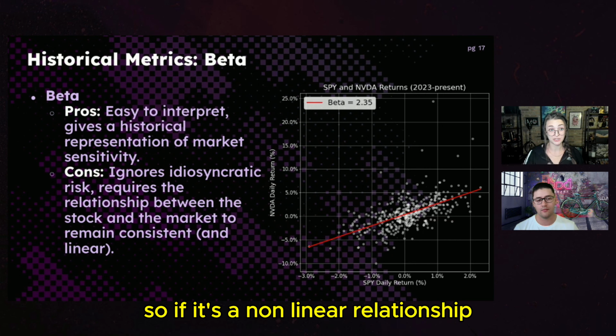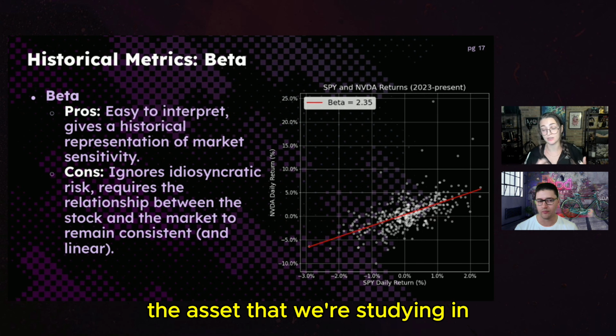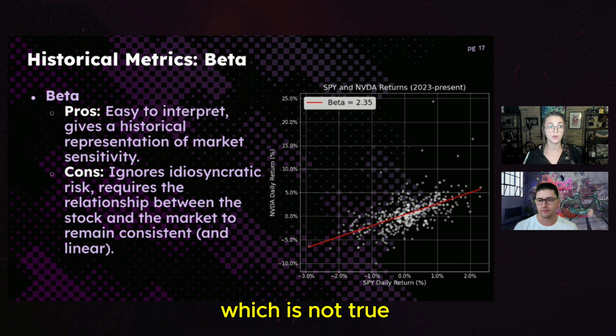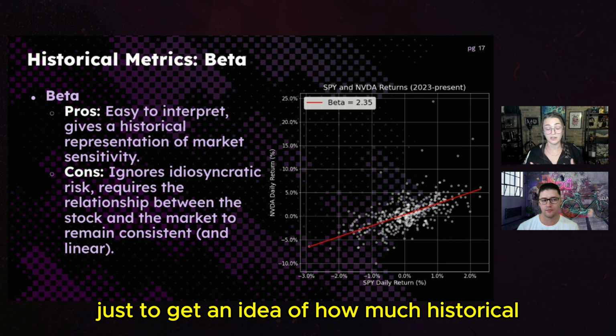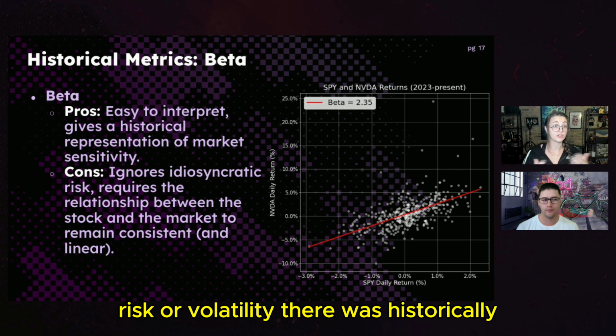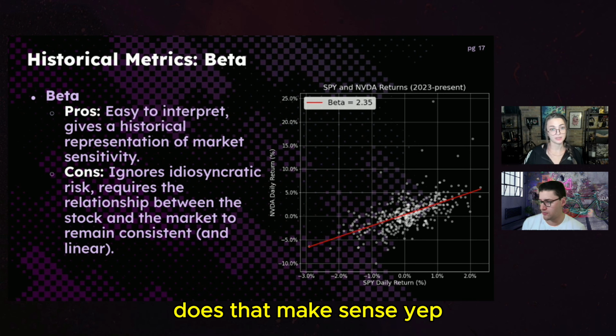So if it's a nonlinear relationship, that causes problems. But number two, it also assumes that this relationship between the asset that we're studying and the market is going to stay constant, which is not necessarily true. It's an estimate that we can make just to get an idea of how much historical risk or volatility there was, but there's a limitation that comes with that. And those are the pros and cons of beta. Does that make sense? Yep.